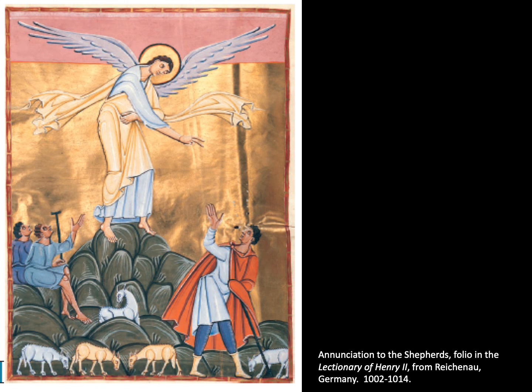So this is the Annunciation to the Shepherds folio in the lectionary of Henry II from Germany. It's a gospel manuscript that was commissioned by Henry II for Bamberg Cathedral. There's a poem and a full-page miniature in which Henry and his wife are crowned by Christ. And there are enamels of the evangelist symbols made specifically for the cover.